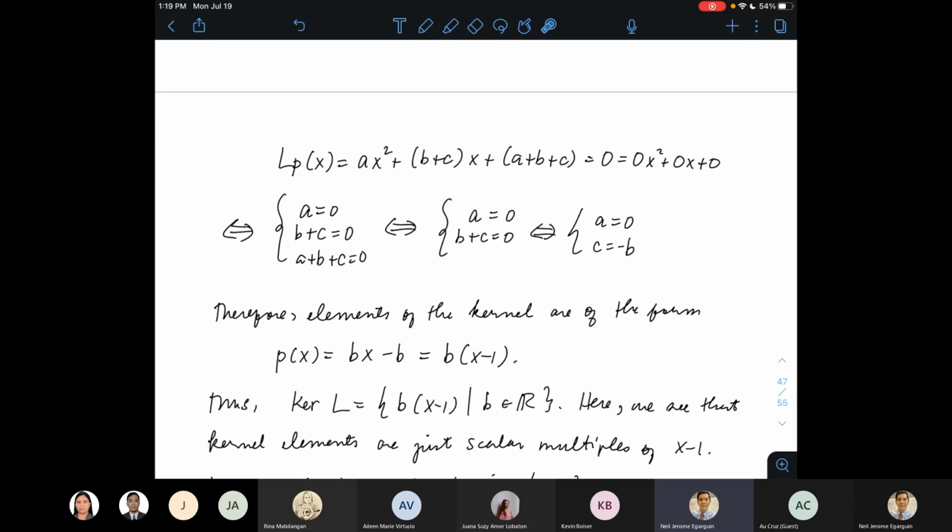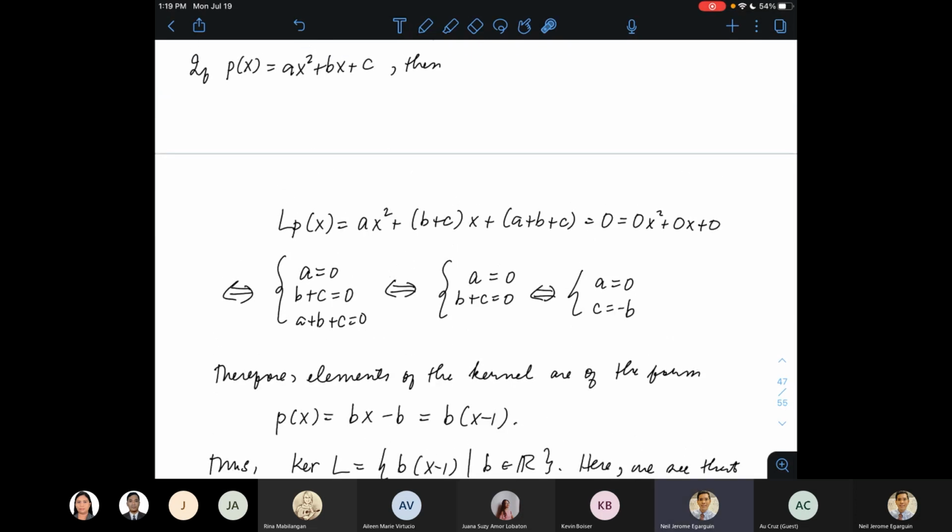Okay. If I plug this into our generic form for p, remember p is of this form. We found out that it is necessary and sufficient for a to be 0 and c to be equal to negative b for p to be in the kernel. So what I'll do is to plug in a equals 0. So that's why here you don't see any x squared. And then b is a free variable, so I retain b. And then c is necessarily equal to negative b. That's how I got this.